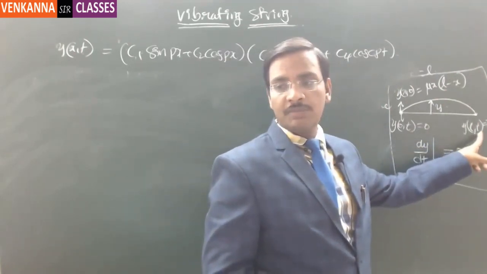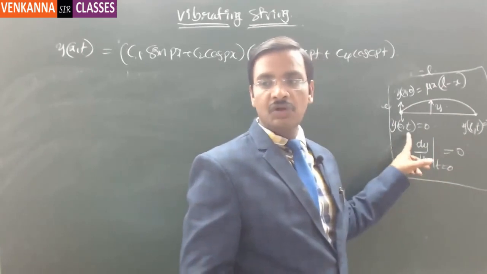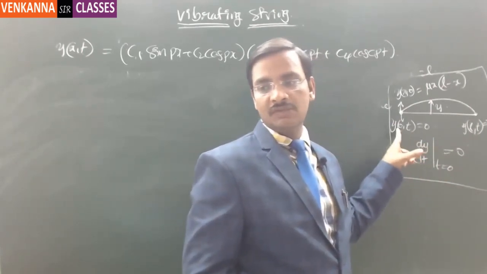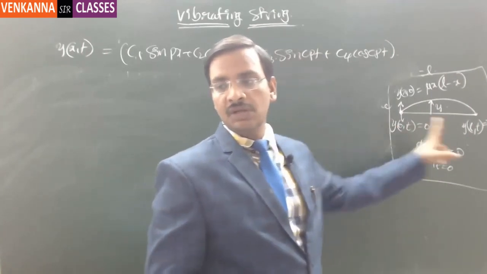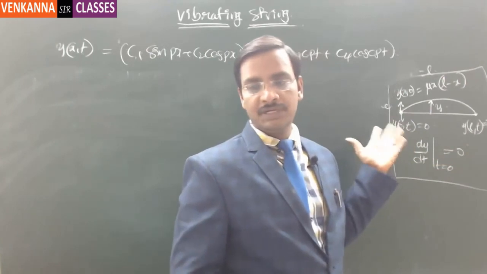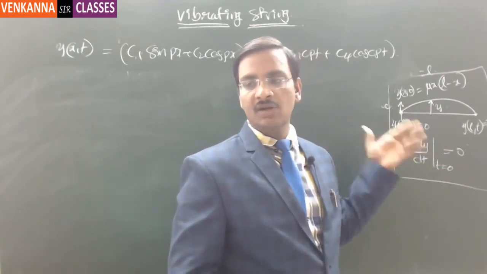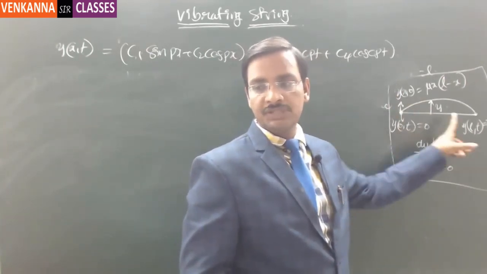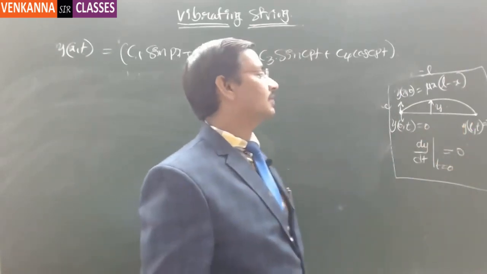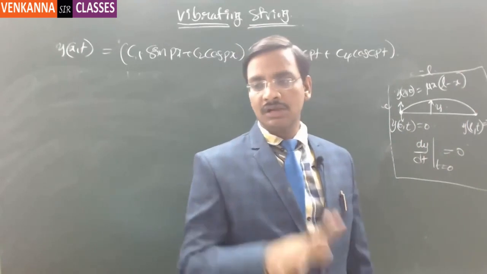So y of L comma t is equal to 0. y of 0 comma t is equal to 0. Now this t is a variable, and the first value is always 0 because the x location is 0, and here the x location is L. And t, that means at any time, whether it is equal to 0 or non-zero, it doesn't matter. Always it is tied to 0. So this is also tied to 0. Hence, these 2 boundary conditions, y of 0 comma t equal to 0 and y of L comma t equal to 0, are understood.